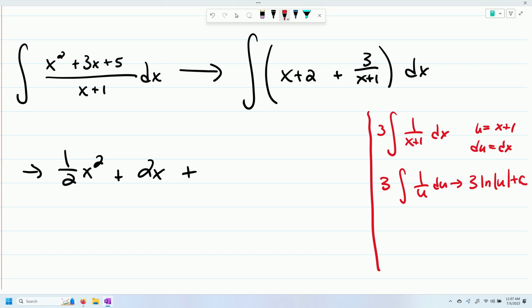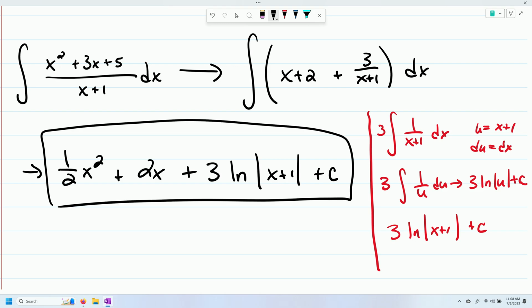All right, and then when we go back and substitute what u is, we get 3 times the ln of x plus 1 plus c, and that is exactly what I'm going to put over here into my final solution. And there you go.